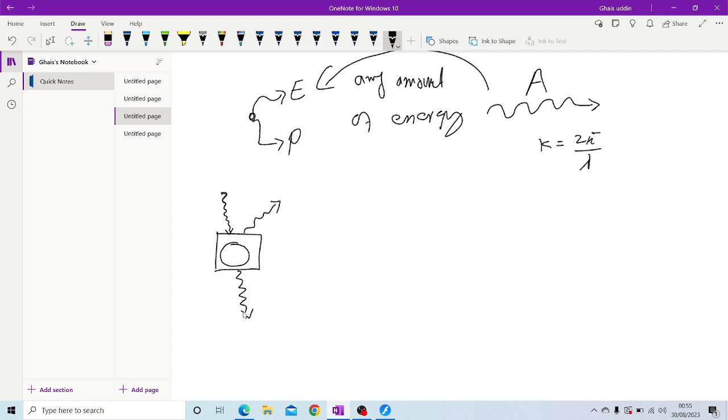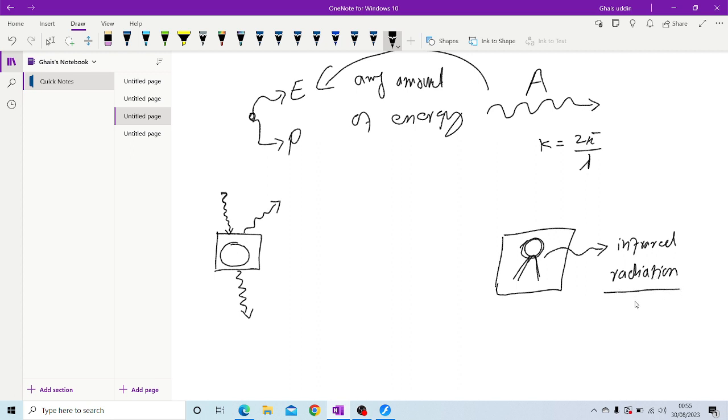At room temperature, every object is radiating electromagnetic radiation. For example, take a person sitting in his room. It does not mean this person is not radiating. Actually, he is radiating at room temperature, and the radiation is infrared radiation, which is invisible to our eye.